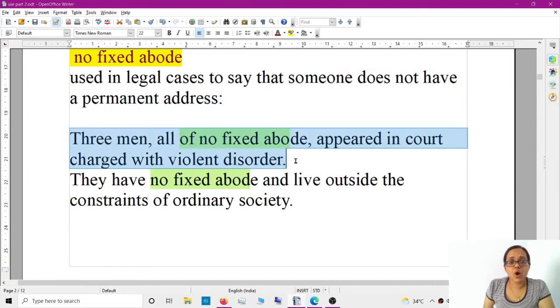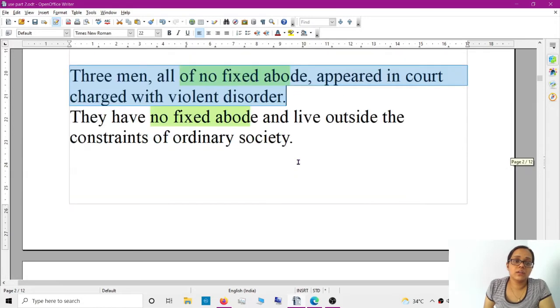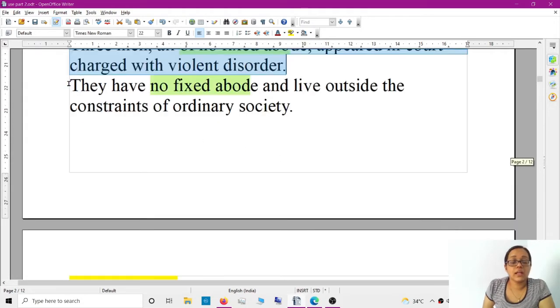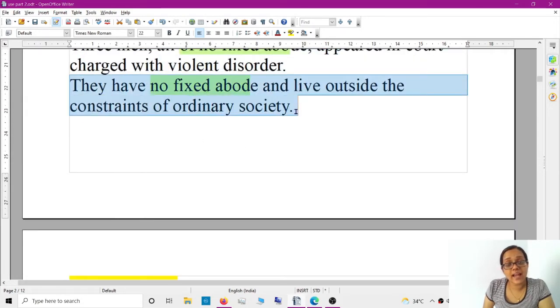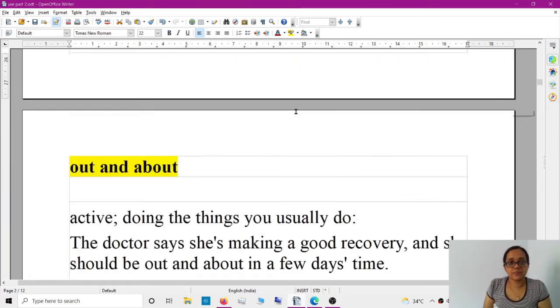Three men, all of no fixed abode, appeared in court charged with violent disorder. They have no fixed abode and live outside the constraints of ordinary society.